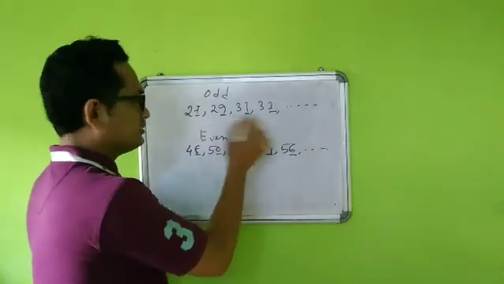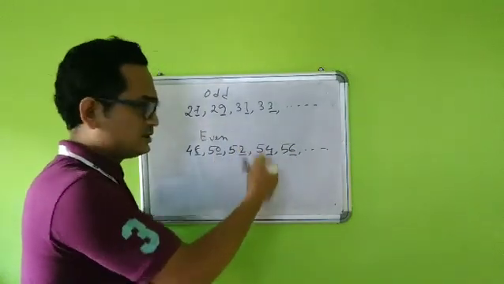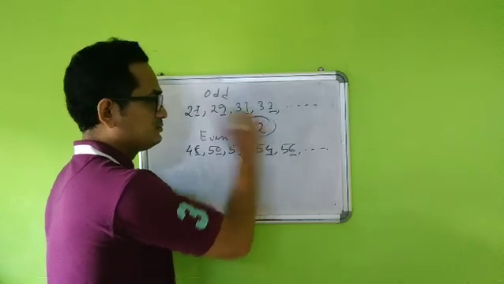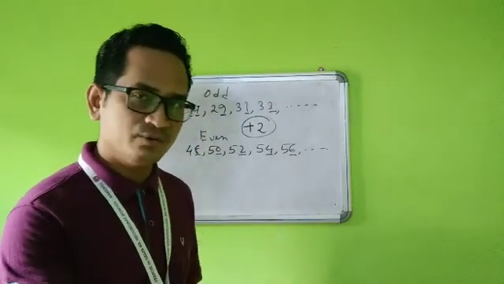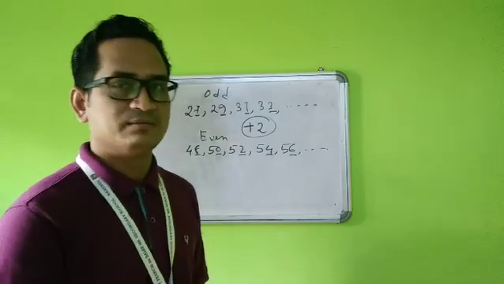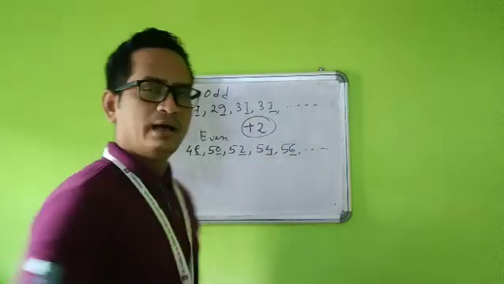In both, the rule is the same. You have to add 2 to the first number, then you get the next number. Again you add 2 to the next number, then you will get the next number. So like that it will continue in this one also and in this one also.